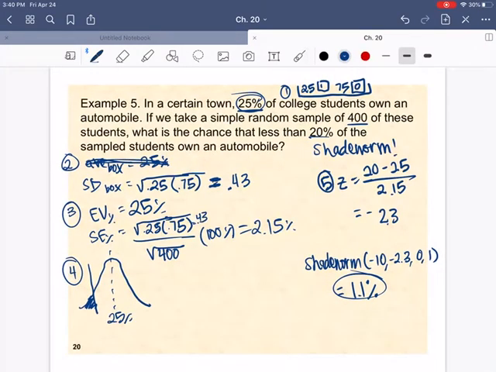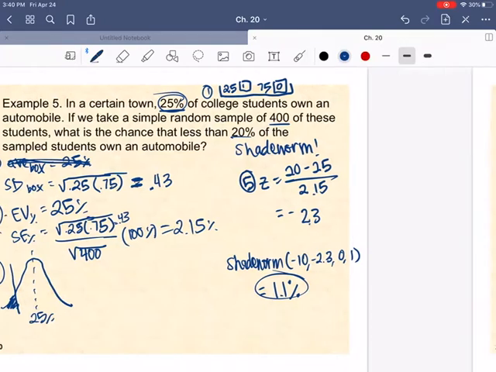Okay, so that is sampling with percents and doing EV and SE percent to get to answers. It's the exact same steps as EV and SE sum. It's just now you're dealing with percents, so you have different formulas for EV and SE.